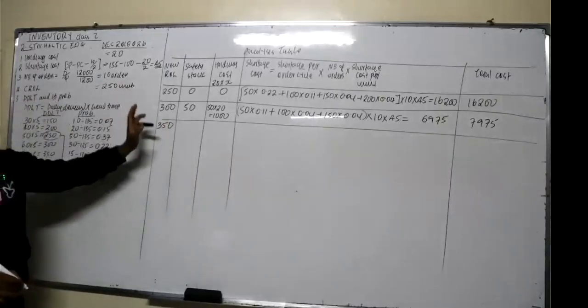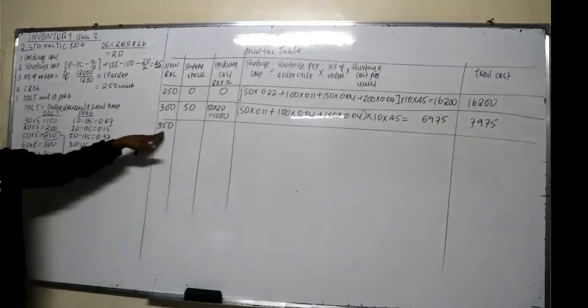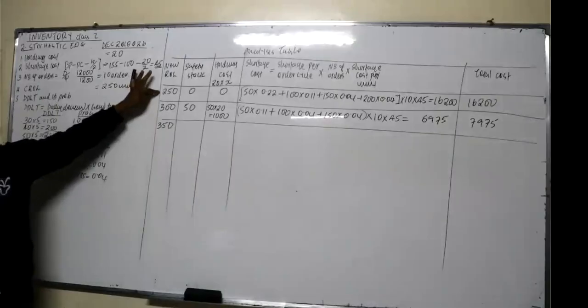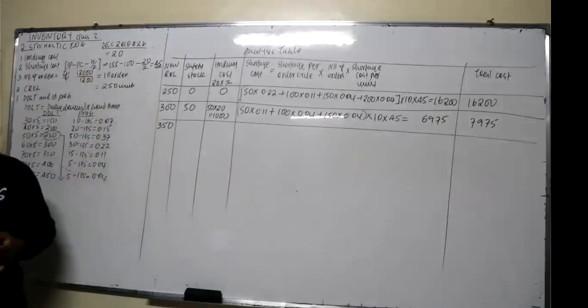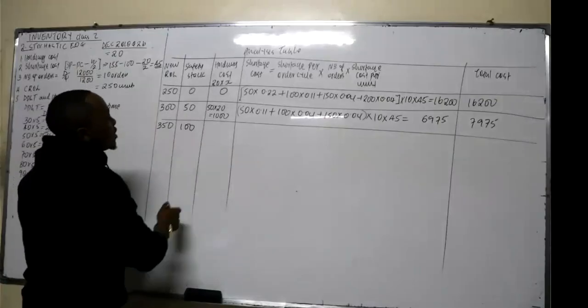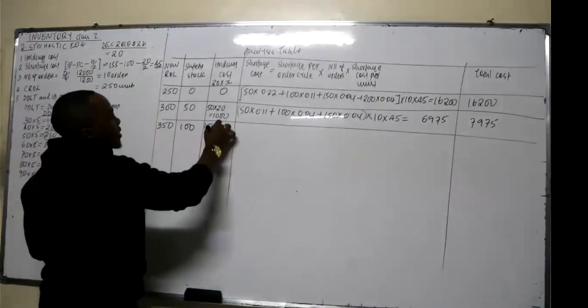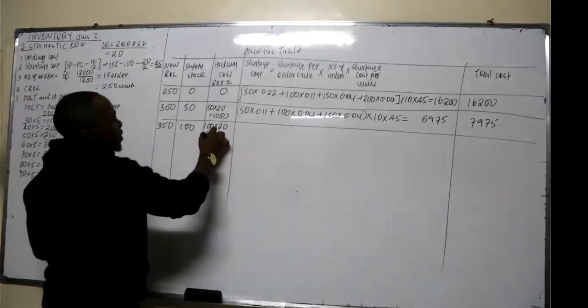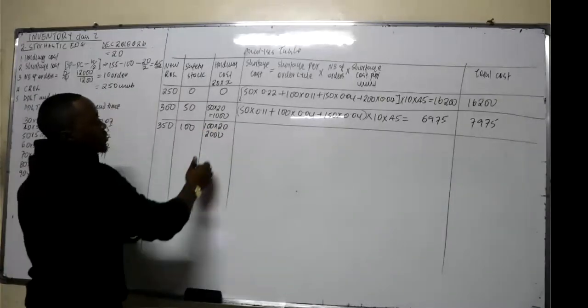Now, our new reorder level is 350. If you decide to order 350, and our current reorder level is 250, you'll be carrying a safety stock of how many units? 100. Then you determine the incremental holding cost: 100 more units, and the holding cost per unit is 20. So the incremental holding cost will be 2,000.